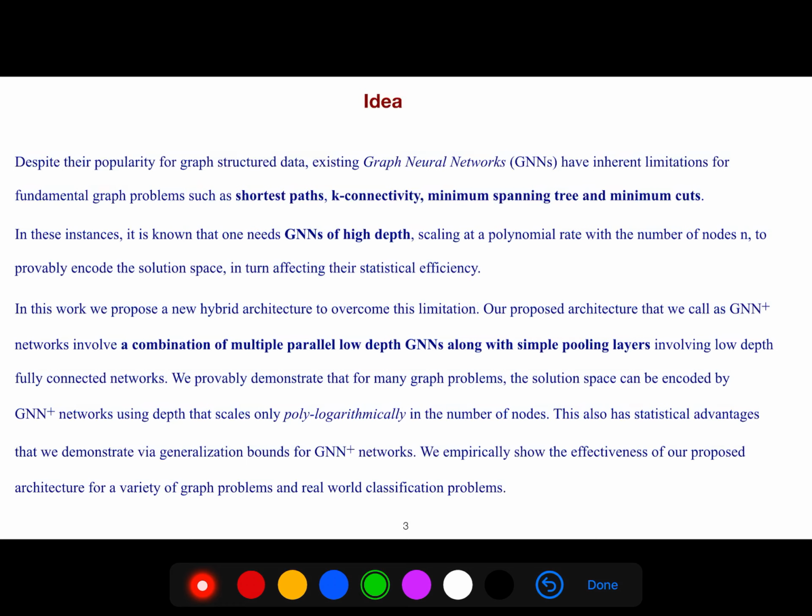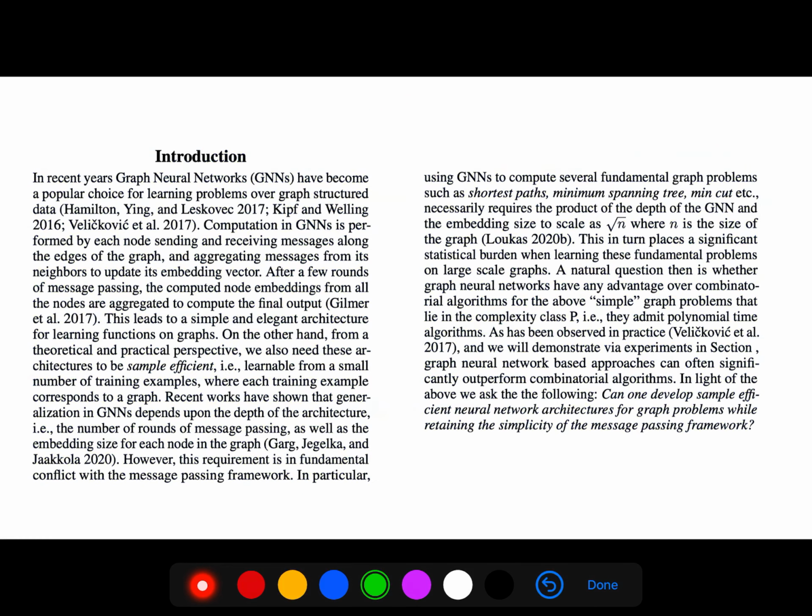And then we provably demonstrate that for many graph problems, the solution space can be encoded by GNN plus networks using depths that scale only polylogarithmically in the number of nodes. This also has statistical advantages that we demonstrate via generalization bounds for GNN plus networks.